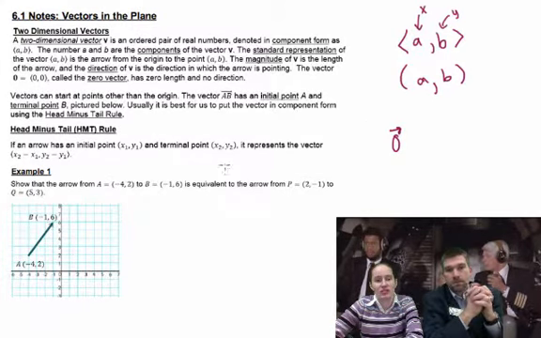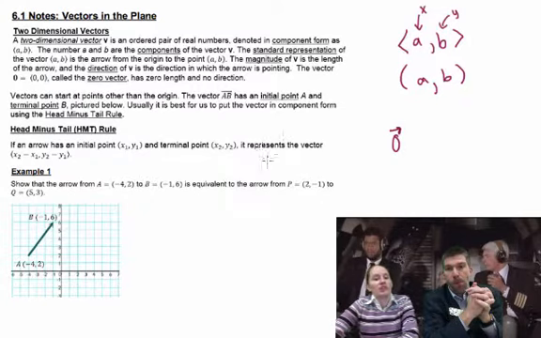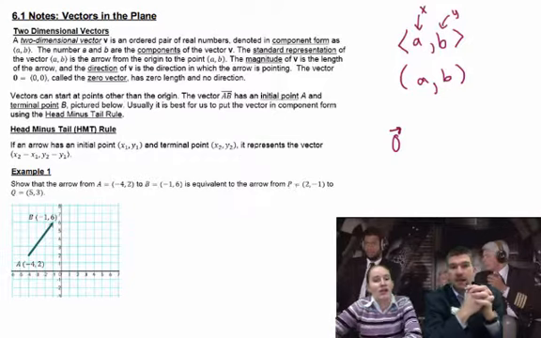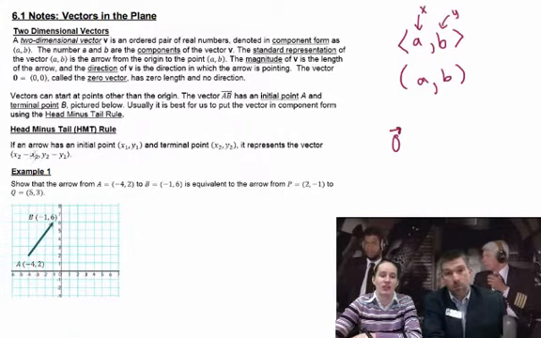Vectors can start at points other than the origin. The vector AB, written with a little line with an arrow over it, has an initial point A and a terminal point B. The thing that comes first is the initial point, the thing that comes second is the terminal point. Usually it's best to put the vector in component form using the head minus tail rule. It's like slope, where you stop minus where you start for each coordinate, except we're not dividing.